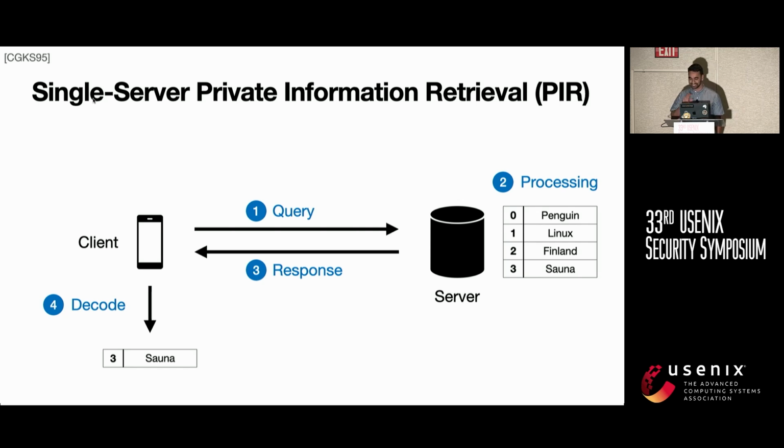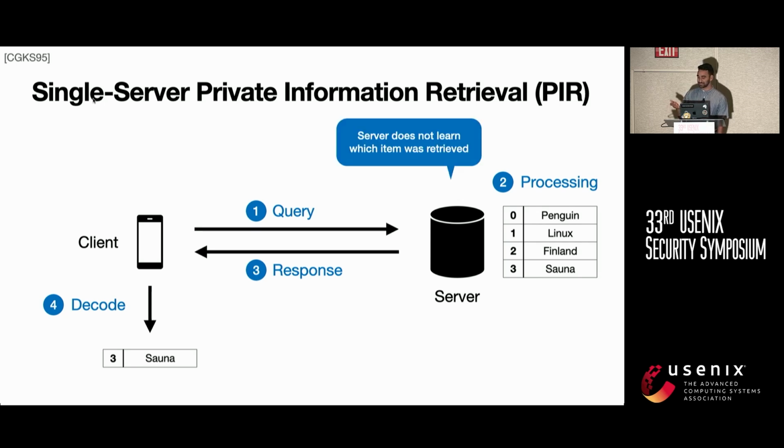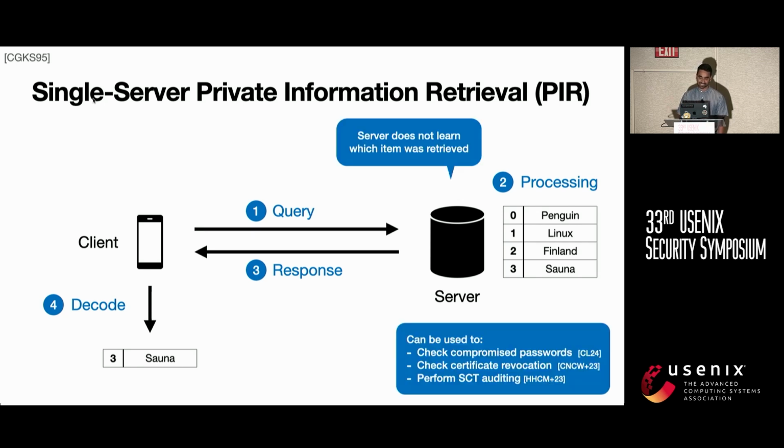The client wishes to retrieve an item from a database that the server holds, and the server's not supposed to learn which item the client retrieves. There's a lot of applications to PIR. That's why we have a whole session for it. It's a component of a lot of other privacy-preserving protocols, which I list on the slide.